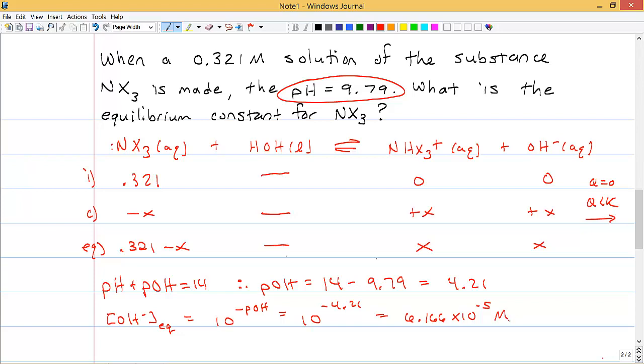You might be thinking, what good is that? Well, here's the good of that. My OH minus is right here. So X is equal to my OH minus concentration. Therefore, if I create my equilibrium expression in terms of X, I can plug in what I know its value to be, which is 6.166 times 10 to the minus 5th. Let's go ahead and do that.